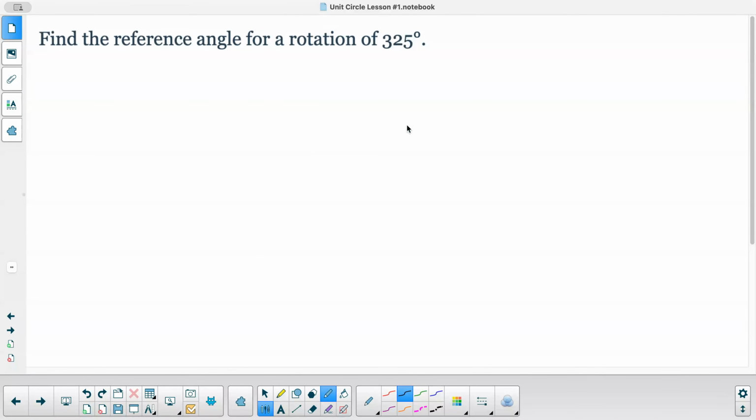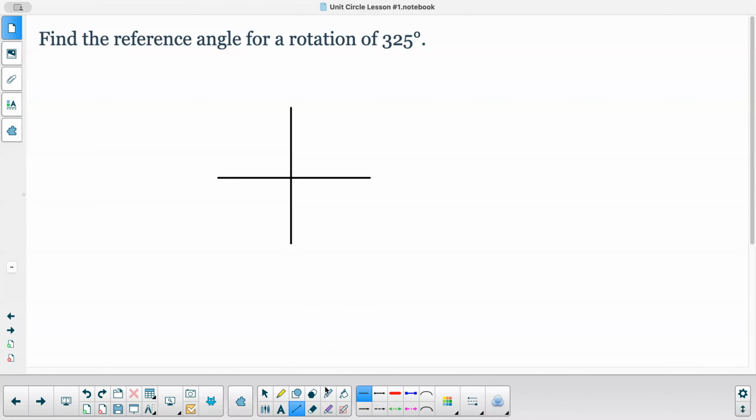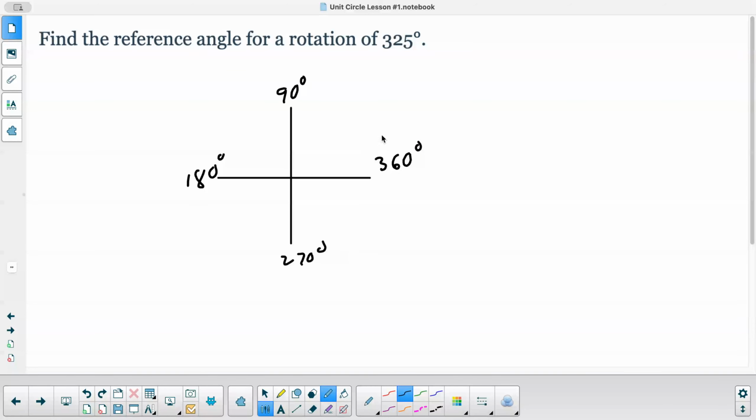So now we're going to do it without graphing it. So 325, again, remember your quadrants here. So you got 90, 180, 270, 360, or 0. 325 is in this quadrant somewhere, so it's going to be 360 minus 325. That will give you how much you have left, which ends up being 35 degrees.